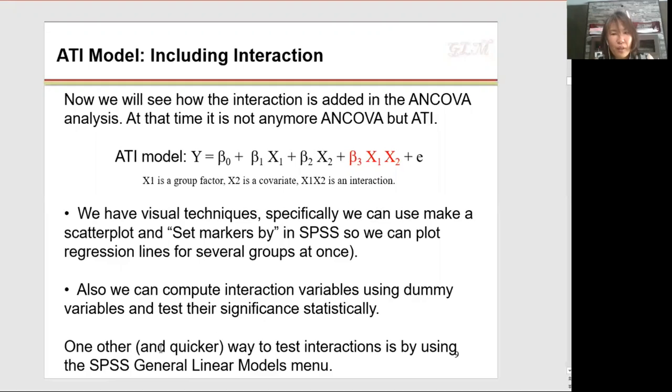Or one other, quicker way to test interactions is by using the SPSS General Linear Models menu. This is what I was talking about as a shortcut. So you don't need to convert the categorical variable into dummies. You just use the categorical variable as it is, if you use this function, this tab, instead of the regression tab. So let's keep reading.